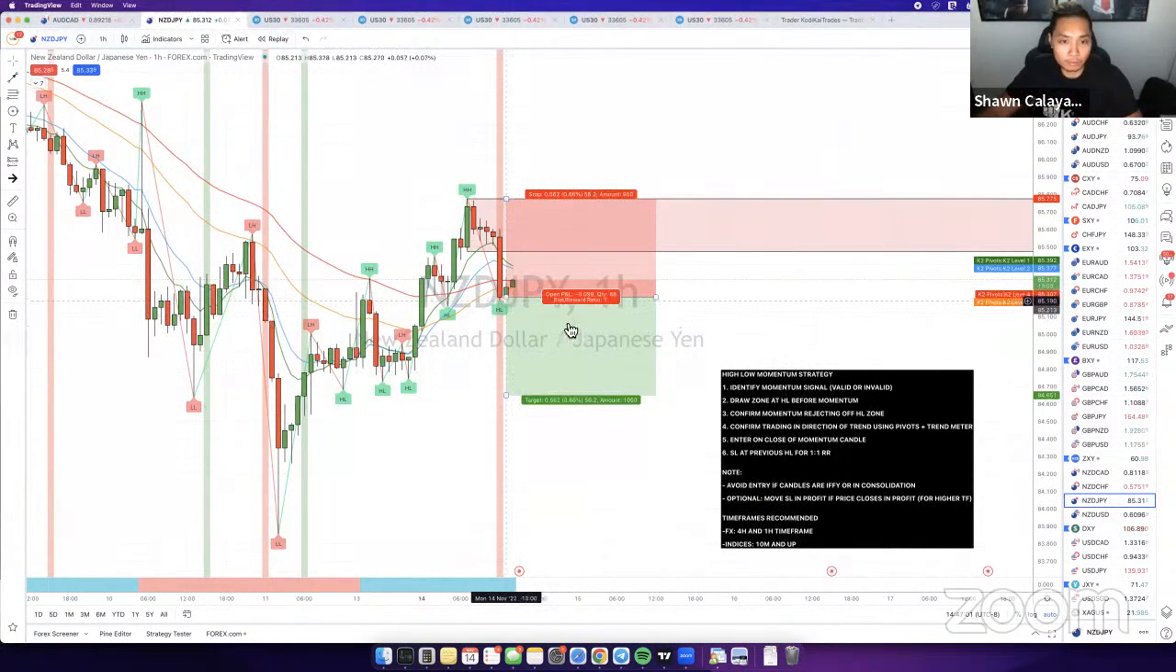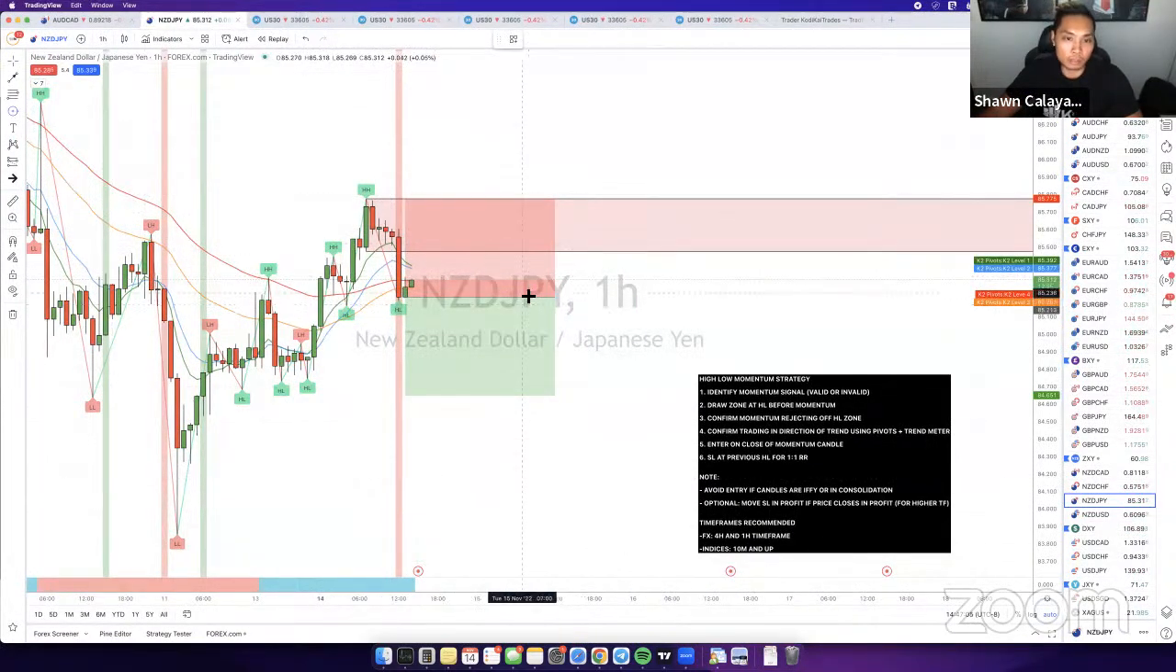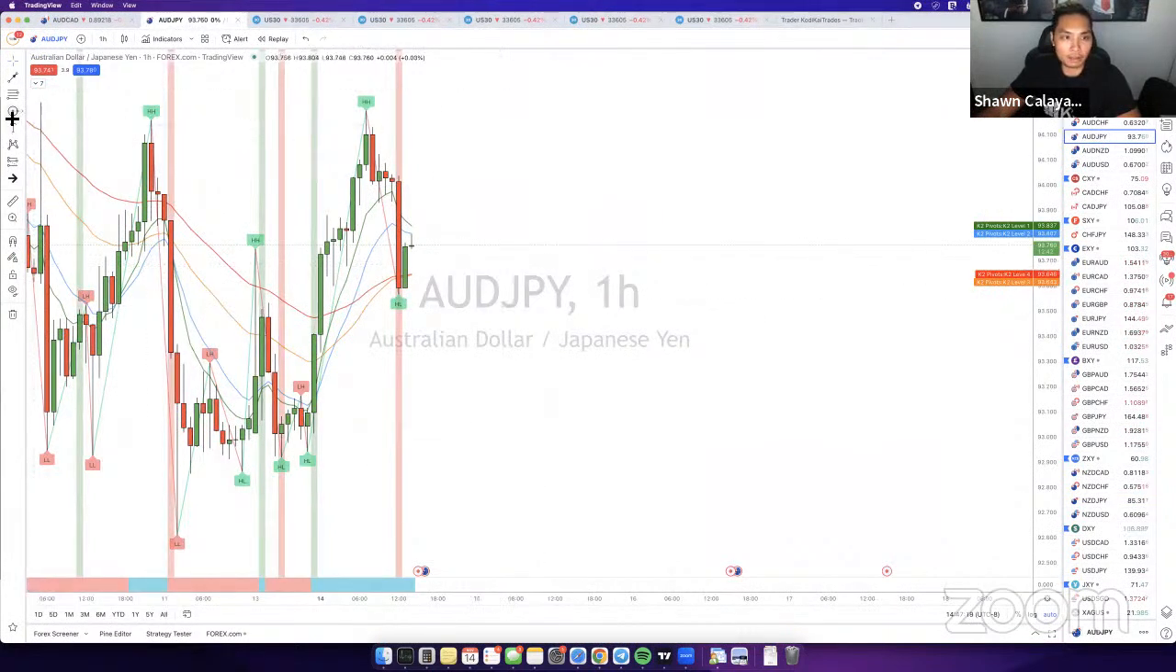So for example, we're looking for a sell here. If we're looking for a sell, we're anticipating the JPY to be stronger than the NZD, right? So what do you want to look for to make sure that this is going to play out? You want to make sure that the JPY is actually strong across the board. So what you're going to do next is go over to AUD JPY. You're basically going to look at all the pairs where the JPY is second in the pair.